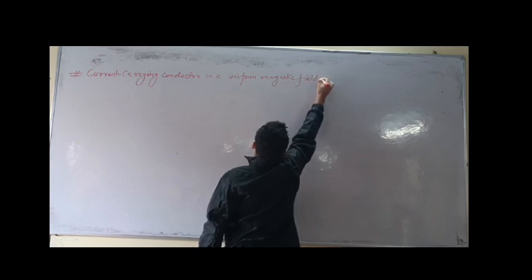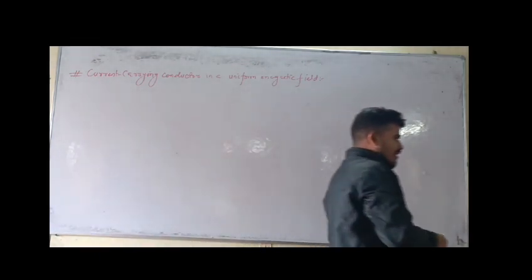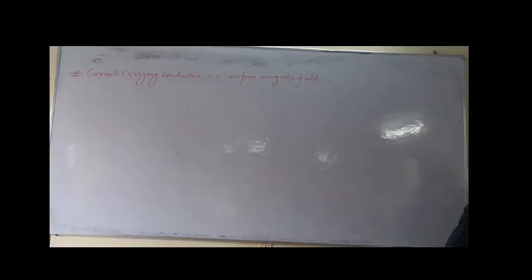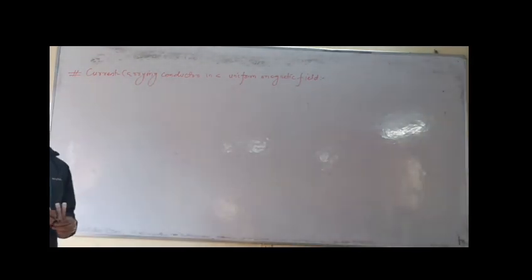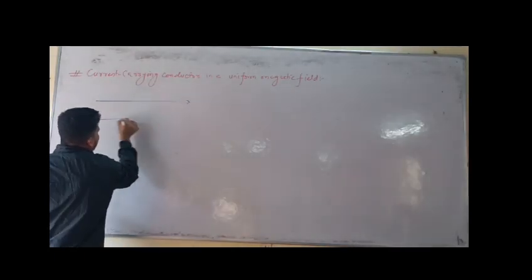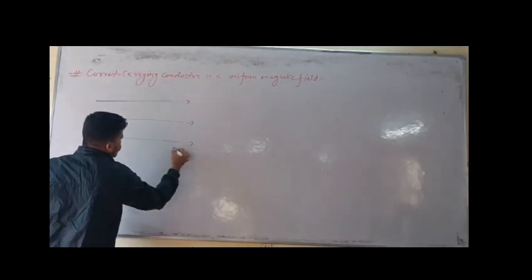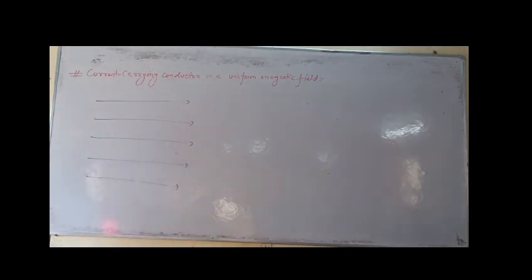If I place a current carrying conductor in a uniform magnetic field, what will happen? What will happen to the current carrying conductor? Let's say this is a uniform magnetic field here. This is a uniform magnetic field present here.